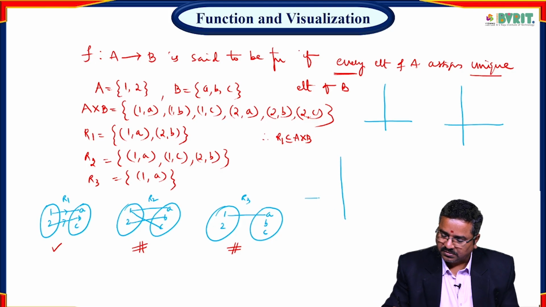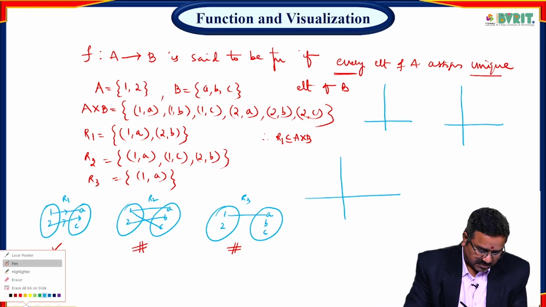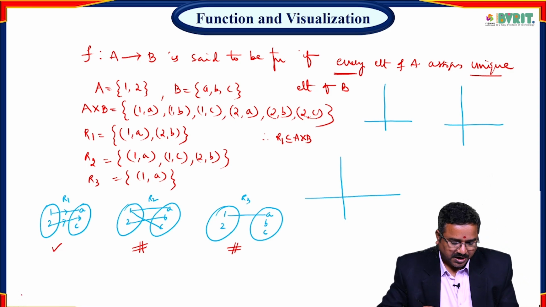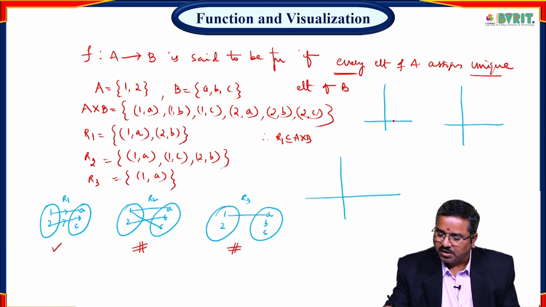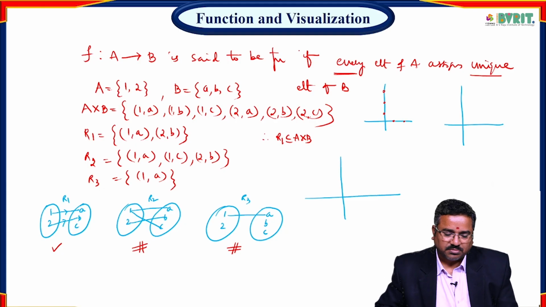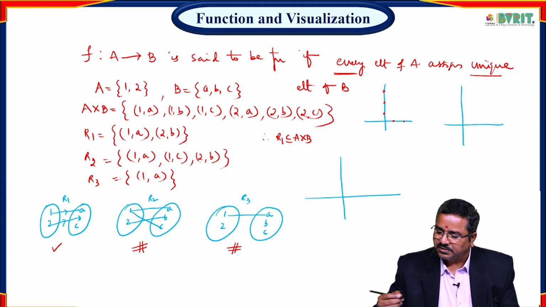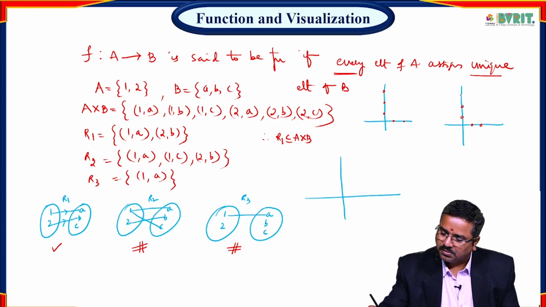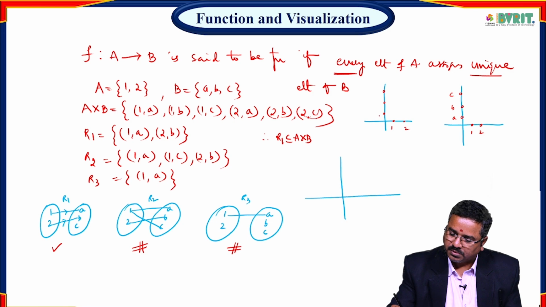This is R3, I will take. We'll take the points. This is the 1, 2, sorry, A, B, 1, 2, 3. In the x-axis I am taking 1, 2 and in the y-axis I am taking A, B, C. Like this: 1, 2, A, B, C, 1, 2, A, B, C.